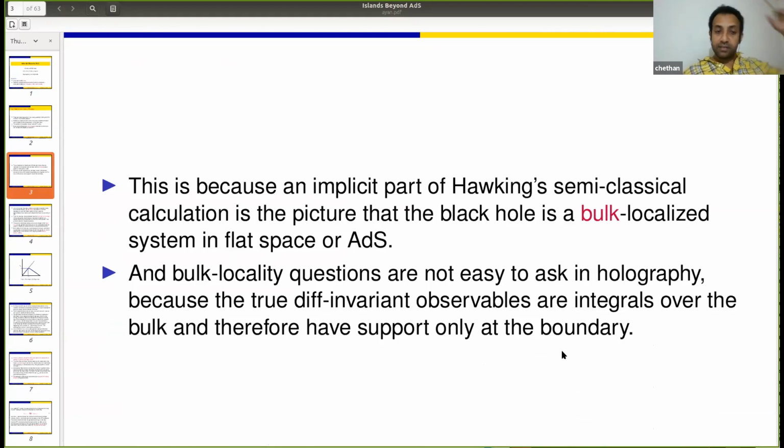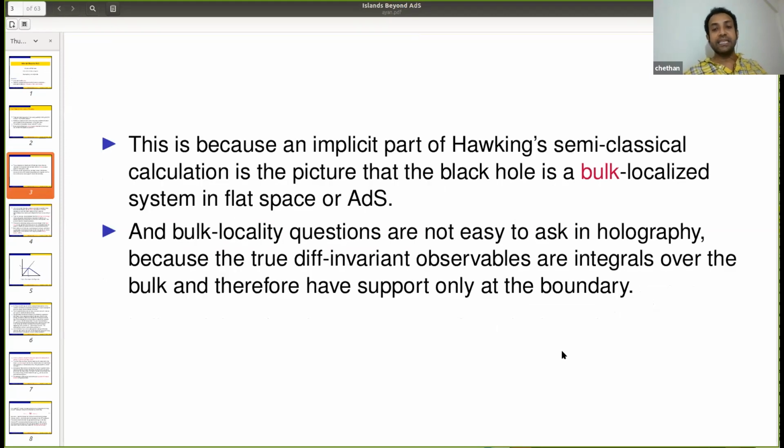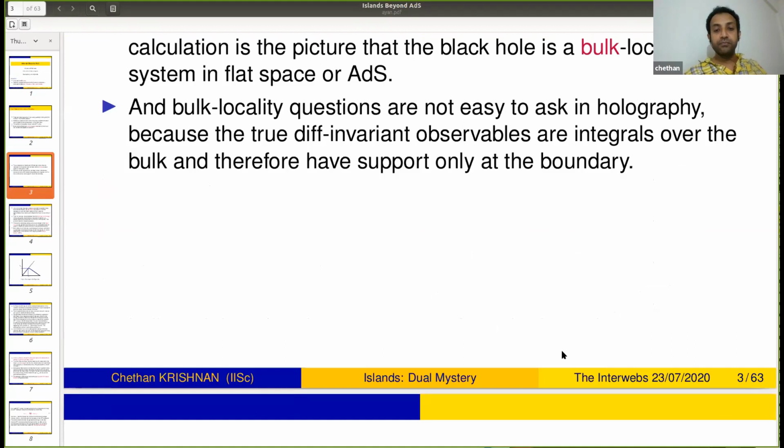This is a difficult thing for AdS-CFT to manage, because of bulk locality. If you have a subsystem that is localized somewhere in the bulk, it's not easy to ask such questions in holography, because truly diff-invariant observables are integrals over all of the bulk, and therefore have support only at the boundary. So the truly microscopic degrees of freedom, the truly CFT degrees of freedom, do not directly see it, and it's not clear how exactly they see Hawking's calculation.